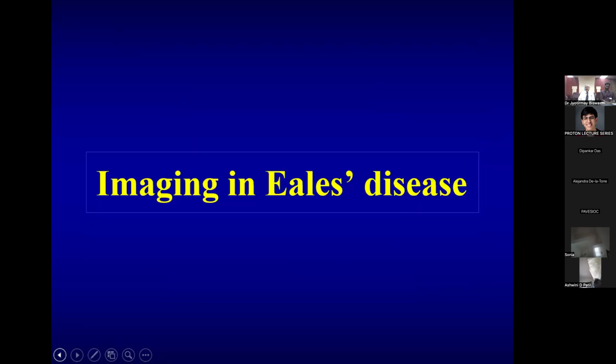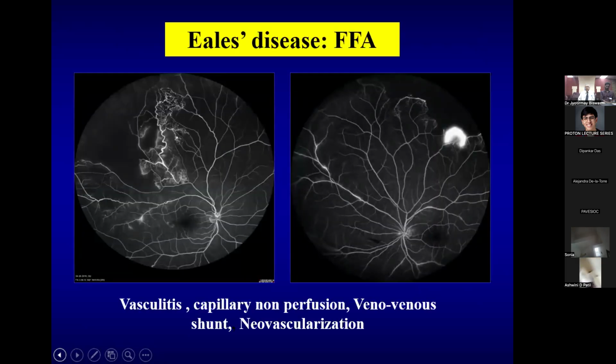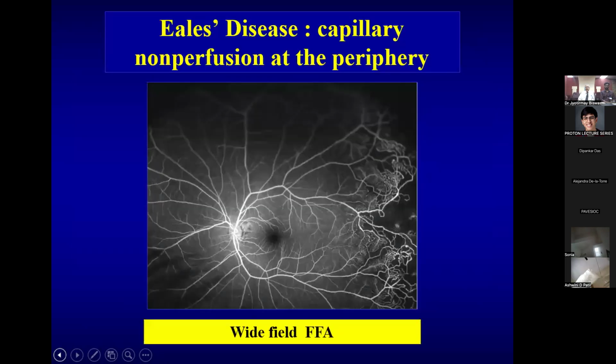Imaging in Eales disease, we found there is vasculitis seen in the active state, capillary non-perfusion, which is quite commonly seen, and veno-venous shunt, as seen in this picture on the right-hand side. We could see the neovascular front in the left-hand side picture. The wide-field fundus fluorescein angiogram could capture the gross capillary non-perfusion at the periphery.